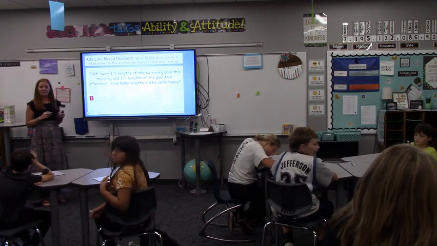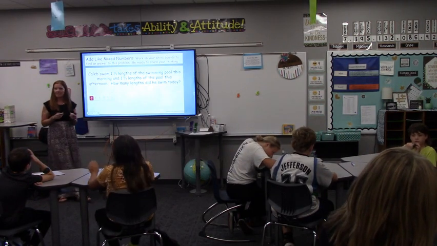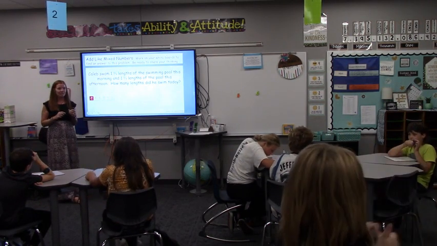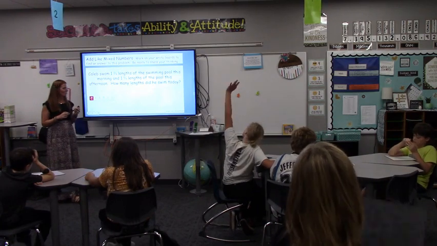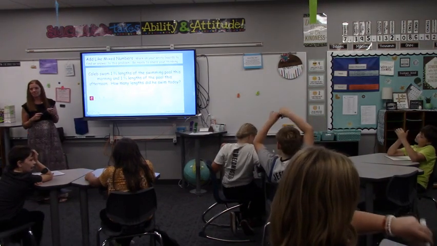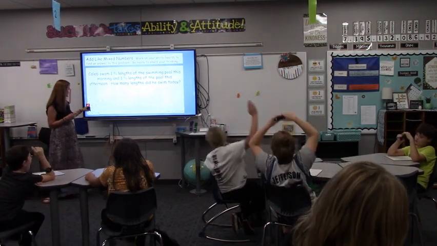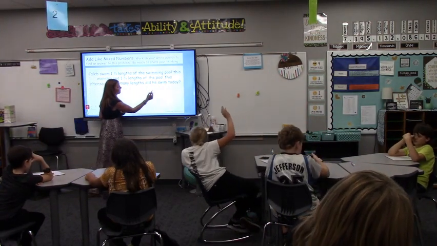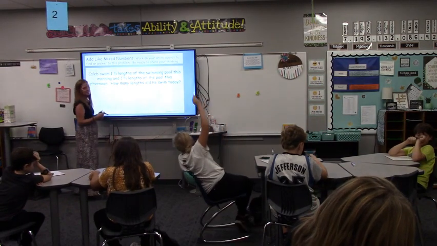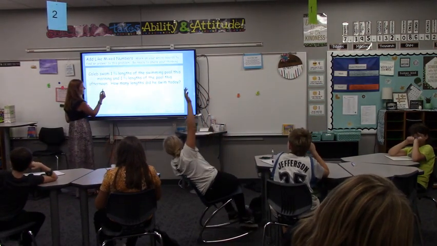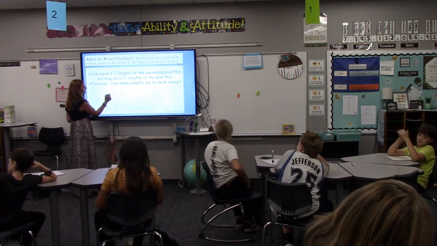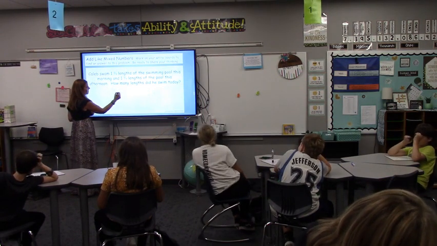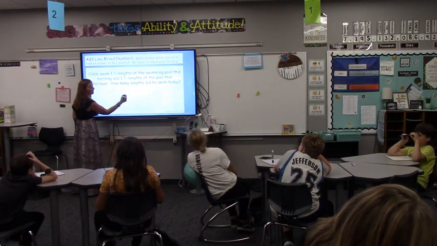I'll have you come back to me and then raise your hand if you would like to share what you got for that and how you got it. Hudson. 3 and 1/3. You got 3 and 1/3. Can you tell me your thought process on that? Because 1 plus 1 is 2, and then I did 2 plus 2 is 4, and that's 1/3.